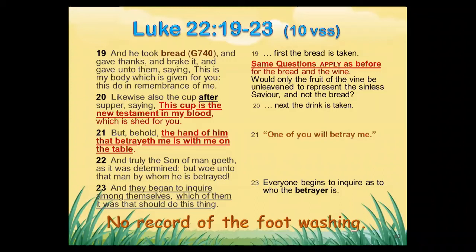Would only the fruit of the vine be unleavened to represent the sinless Savior and not the bread? Anyway, in verse 20, he says, likewise, also the cup after supper, saying, this cup is the New Testament in my blood, which is shed for you.